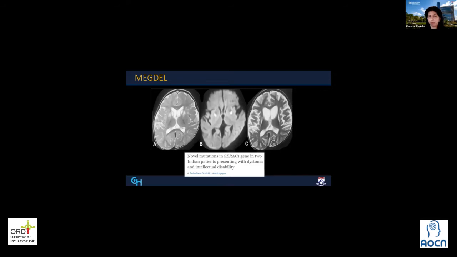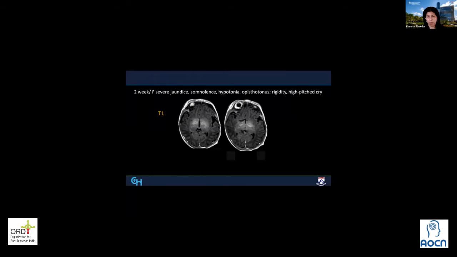And this is a paper from some colleagues in India who have shown these cases of MEGDL with the typical anterior putamenal involvement in the early stage with restricted diffusion, and later on with volume loss and malacic changes. So remember this condition of MEGDL with the involvement of the ventral putamen.